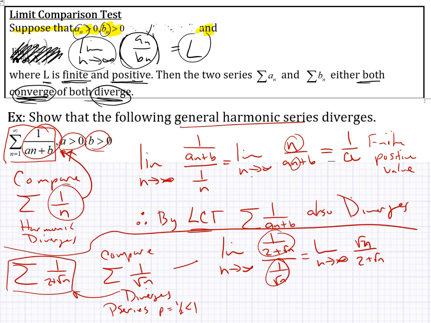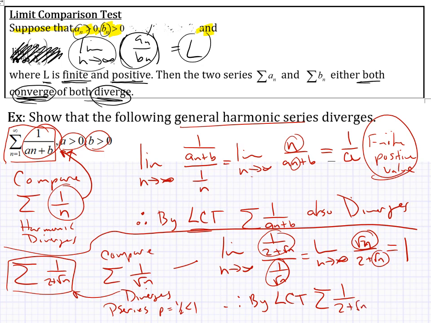Now if n goes to infinity, look at this, the square root of n over square root of n, they're the same function, they're growing at the same rate, same powers. What would I get here? 1. Well, if I would get 1, isn't that a finite positive value? Yes, since it is, then by limit comparison test, the sum of 1 over 2 plus the square root of n also diverges. So you see, limit comparison test does make things a heck of a lot easier.